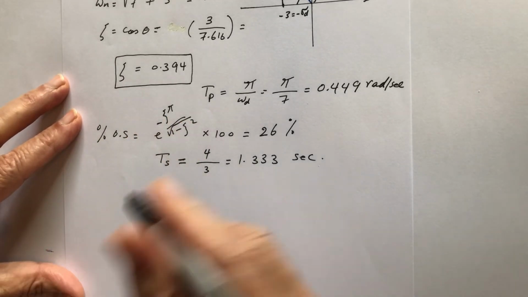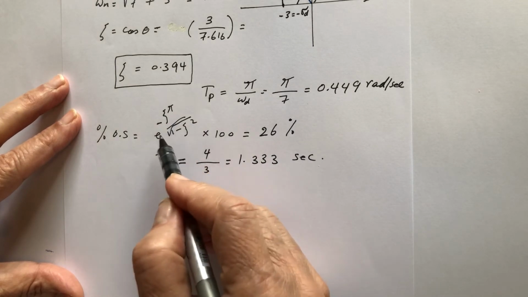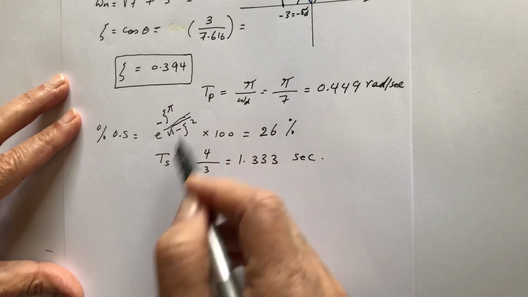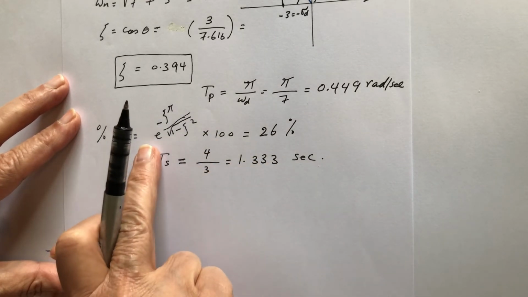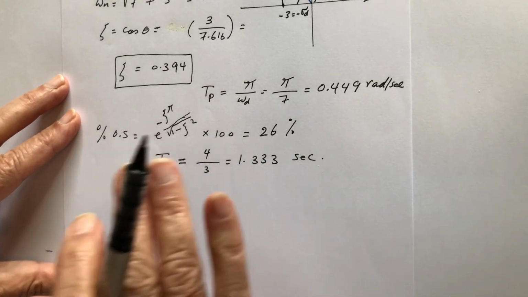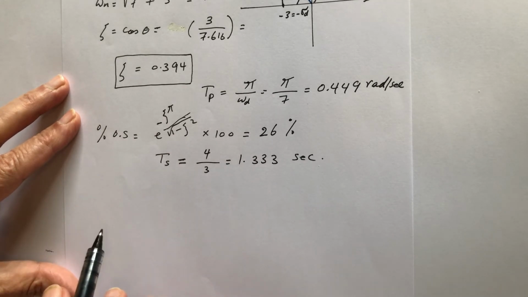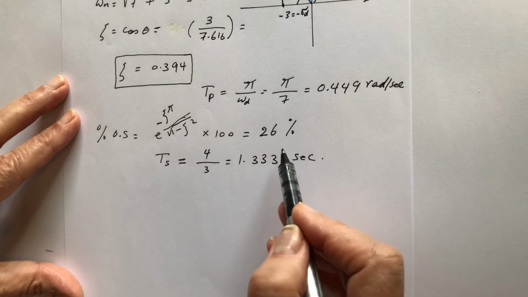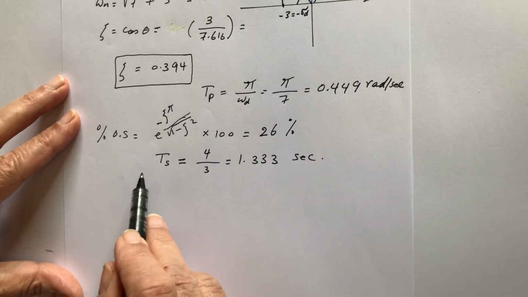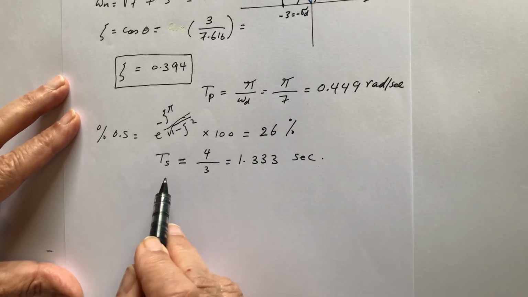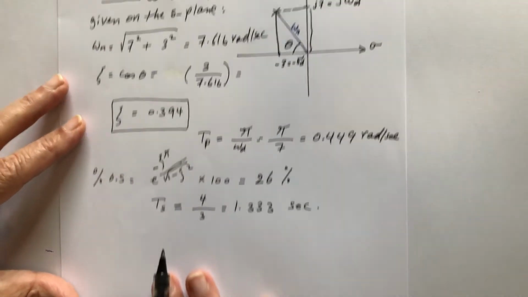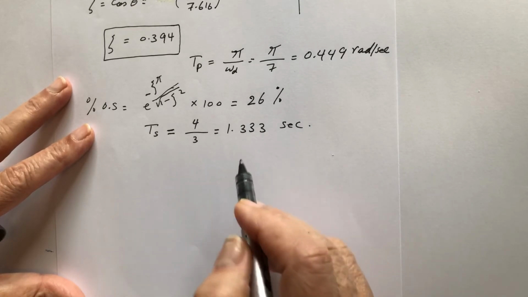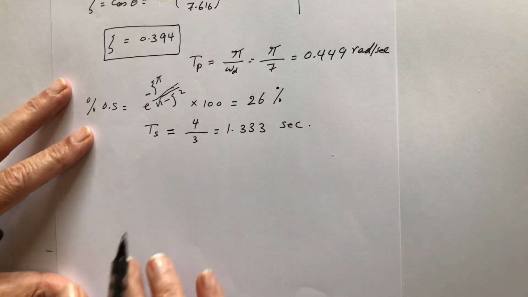Okay. Now the percent overshoot is equal to this expression which we have, e to the power of minus zeta pi over the square root of 1 minus zeta squared. There is a formulation for this in the book. You can have a look, but you can calculate it in your calculator directly. It doesn't need any more simplifying. So it will be 26%, and settling time will be 4 over sigma d, so it's 4 over 3. It will be 1.333 seconds.